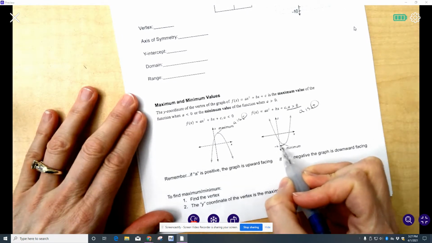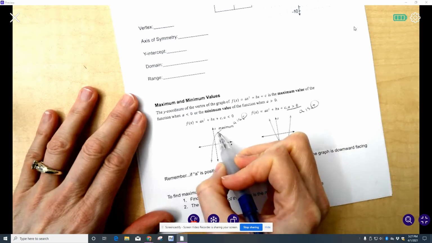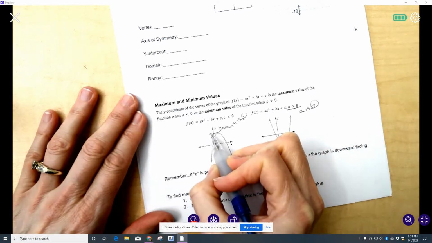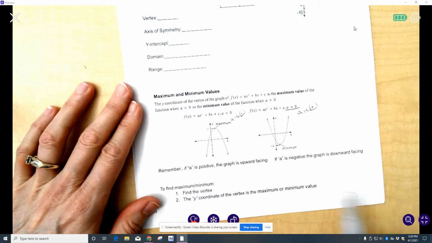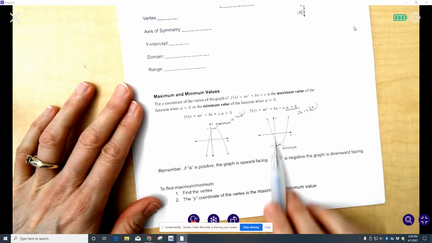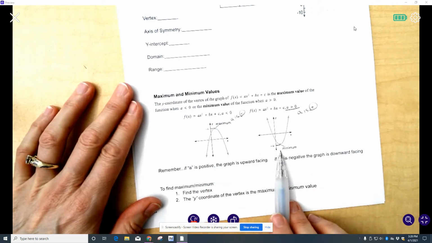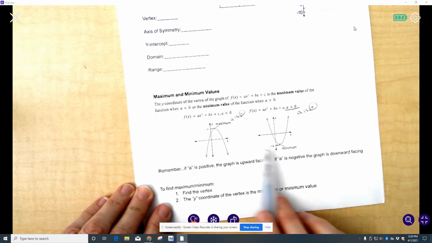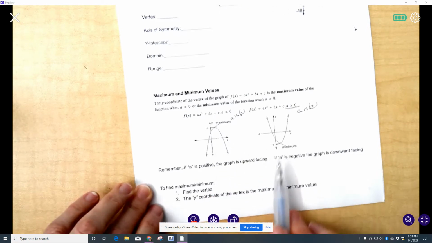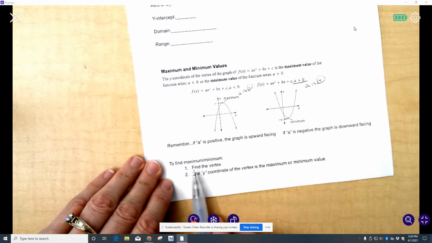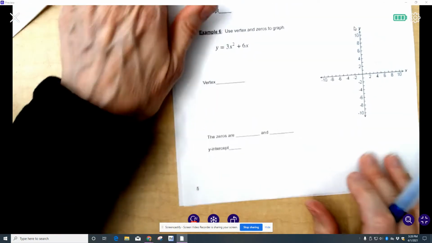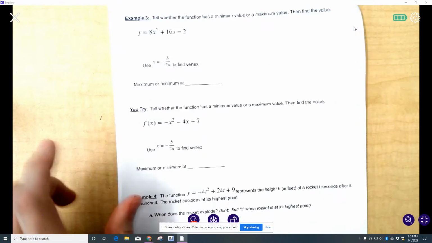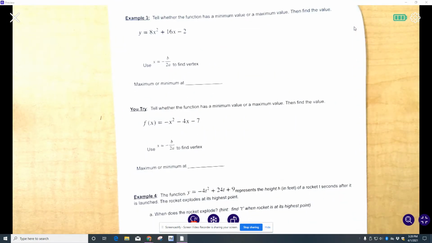So that's going to be the y value, or the value of the maximum, and that's going to also be a y value. Remember, top and bottom, height always comes from y values. So that's at our vertex. Finding the minimum or maximum value is just finding the y portion of your vertex. That's what this says right here. The steps are find the vertex and find the y coordinate of the vertex. That's going to be your minimum or maximum value. So turn the page, let's look at our first example.